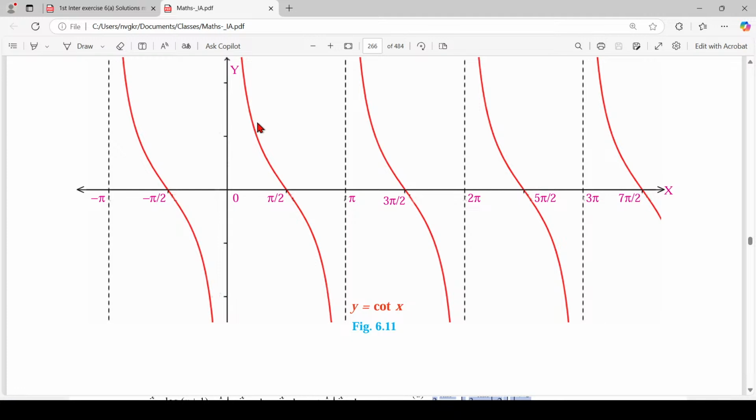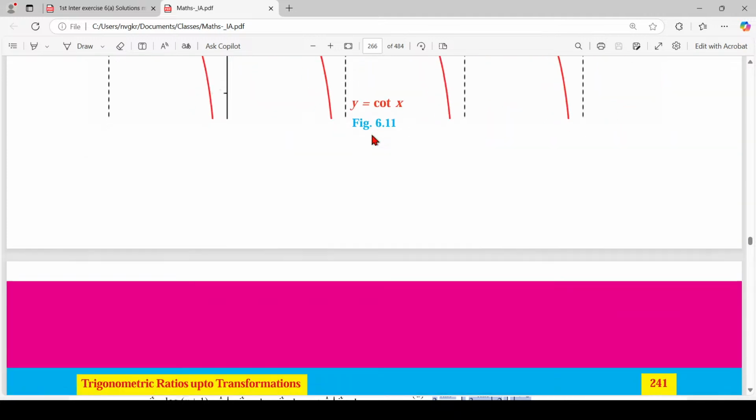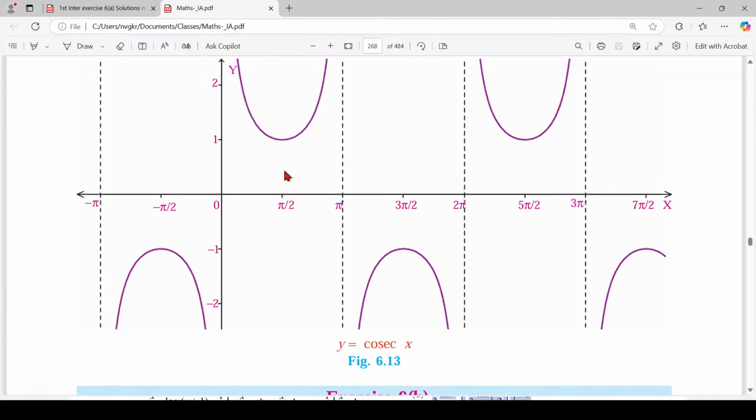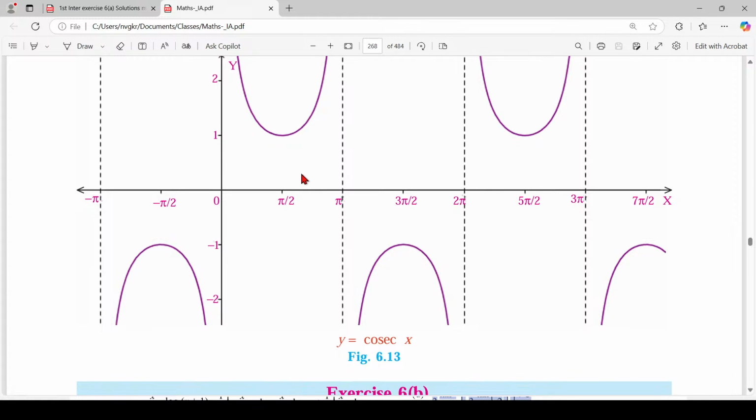From here to here, it is pi. Secant and cosecant repeat in 2 pi units. From here to here, it is 2 pi. Similarly, cosecant also, from here to here, it is 2 pi units. Basically, sine and cosecant have period 2 pi, cos and secant 2 pi, and tan and cot pi units.